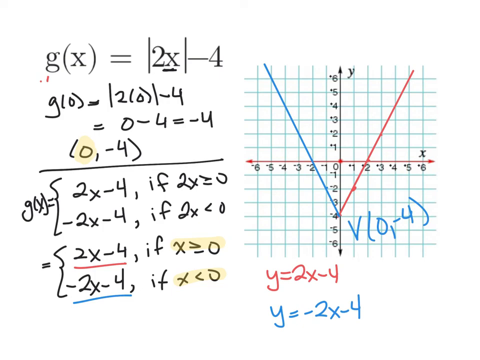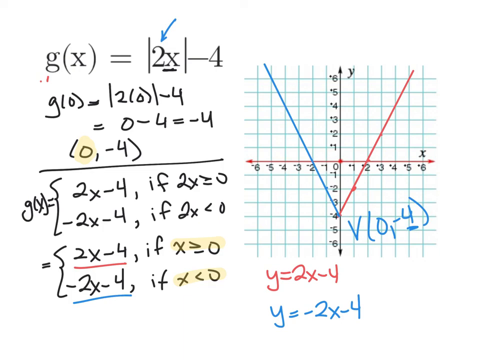So the negative 4 on the outside actually shifted that vertex down to negative 4 for the y-coordinate. What did this 2 do? Well, check out the slopes of each side. On the red side, we went up 2 and over 1. That's a slope of 2. And on the blue side, we went up 2 and back 1. So that's a slope of negative 2.